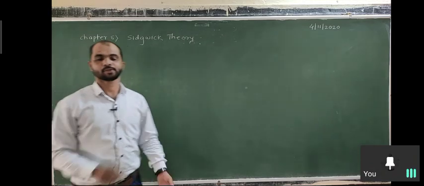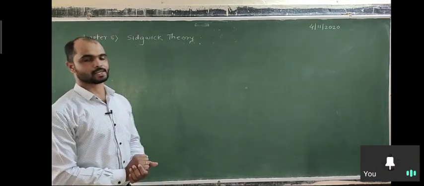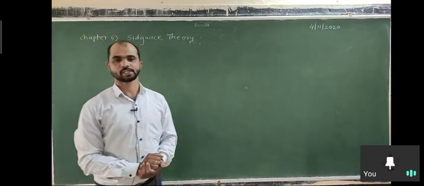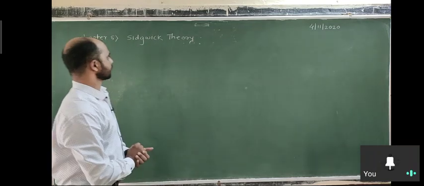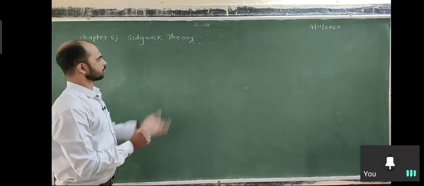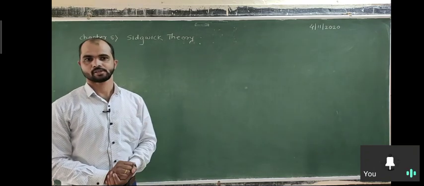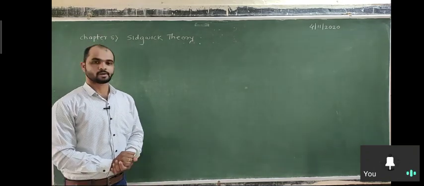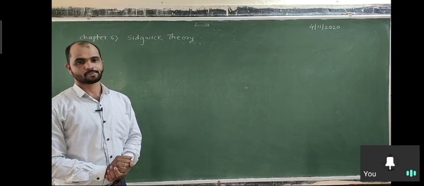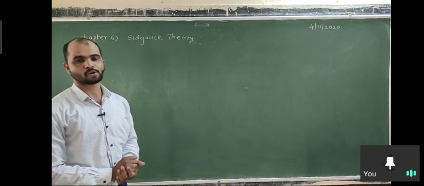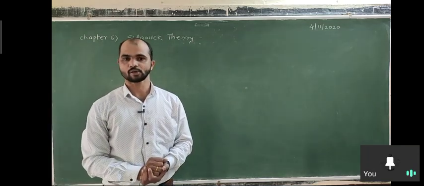Okay, good afternoon. Today we are going to start another chapter of coordination chemistry, or inorganic chemistry, which is Sidgwick theory, sometimes called the Sidgwick model. In the last lecture we saw the optical isomerism of octahedral complexes, tetrahedral complexes and square planar complexes.